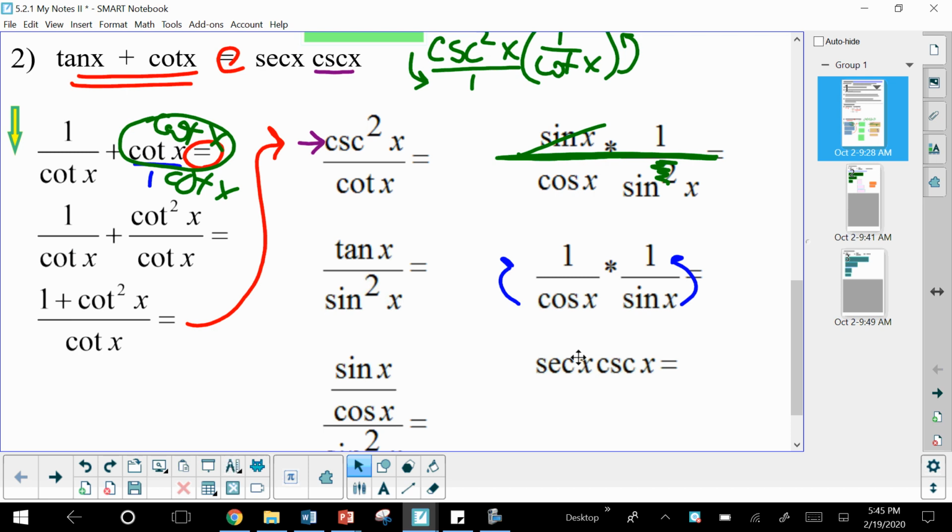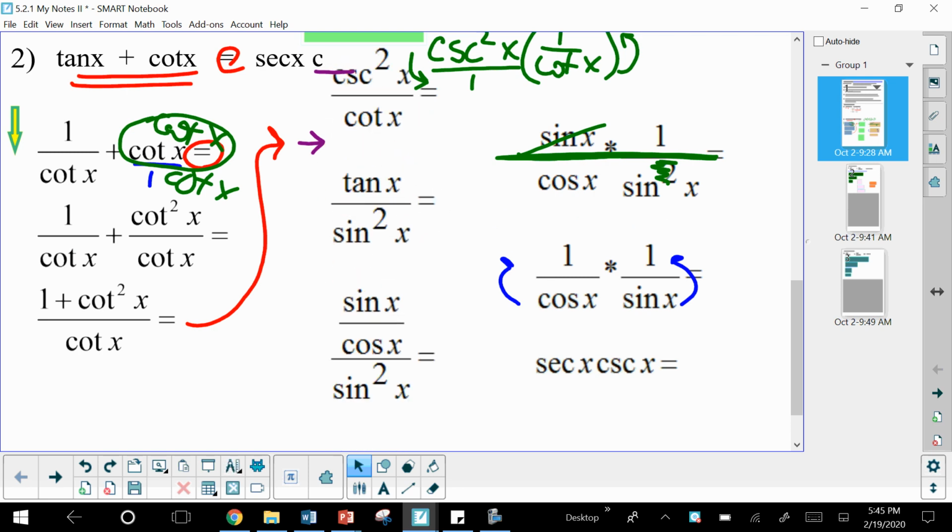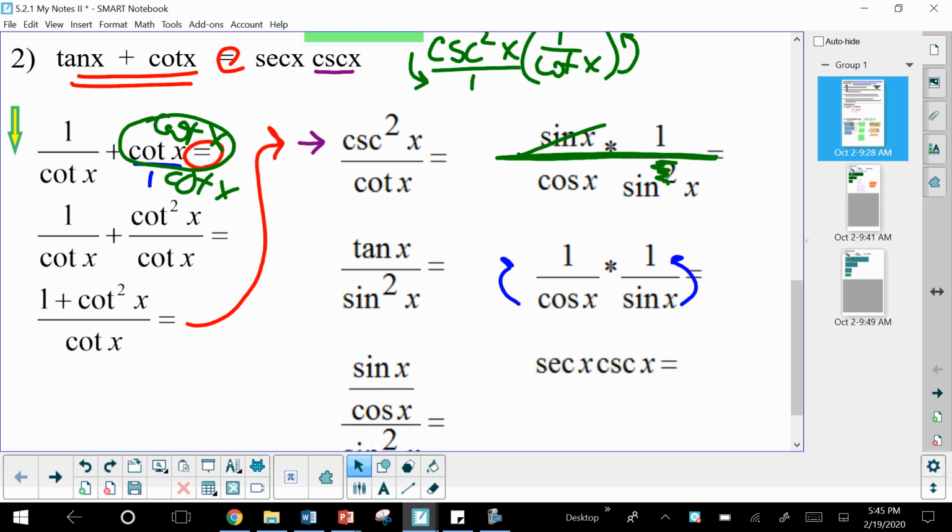And again, the equal sign is on the right-hand side, so I have followed my problem all the way around. Forgot to draw my arrow there. So we are getting the right-hand side of our problem.